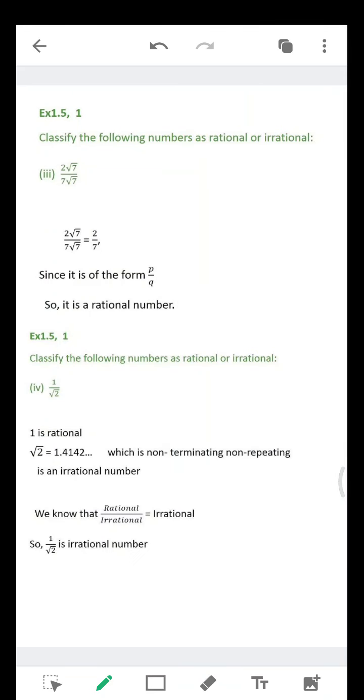Next one, 2 root 7 by 7 root 7. So what can I do here? Can I cancel this root 7 and root 7? Because they are equal and they are in multiplication. So root 7 is cancelled. 2 by 7. 2 by 7 is a rational number because it is in the form of p by q. The next is 1 by root 2. The value of root 2 is 1.4142, so on, which never ends. So root 2 is an irrational number. So 1 by root 2, that is rational by irrational, is also an irrational number.